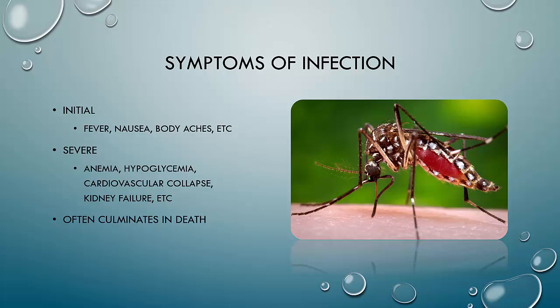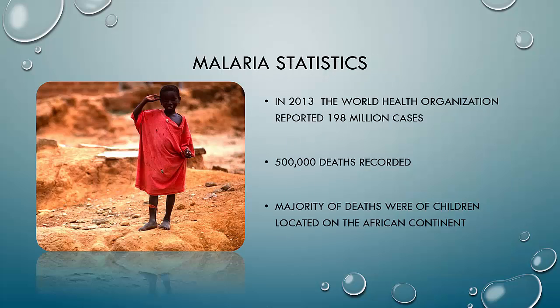All right, symptoms include initially fever, nausea, and body aches, but can lead to severe symptoms such as anemia, hypoglycemia, cardiovascular collapse, low blood pressure, and kidney failure. And often, malaria results in death. In 2013, the World Health Organization reported 198 million cases and totaled 500,000 deaths. The majority of deaths were of children located on the African continent.